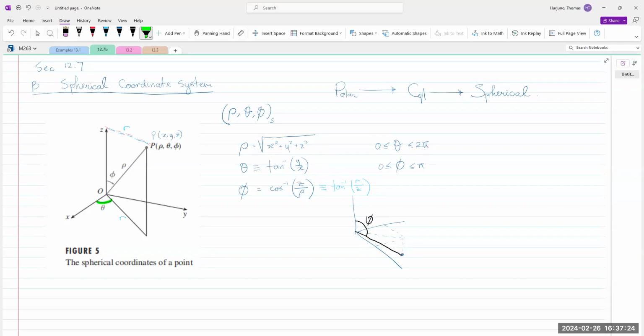Okay, and then finally, what is phi? Phi is the angle from the positive z-axis to the rho.